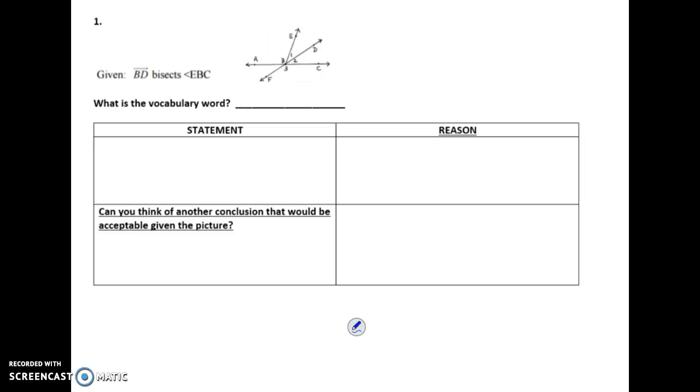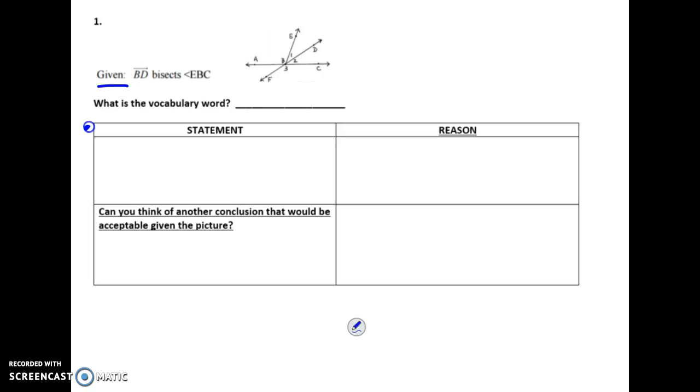So the first thing that you're going to do when you're looking at a given is you see the vocabulary word, and you make sure that the vocabulary word that you see in the given is somehow explained. So this table right here is called a statement reason table, and we use it for proofs, and you're going to see this quite often. This is where we write paragraphs, but we write paragraphs in chunks.